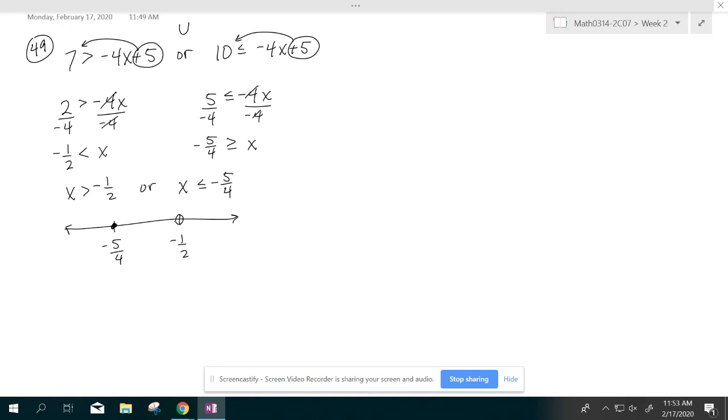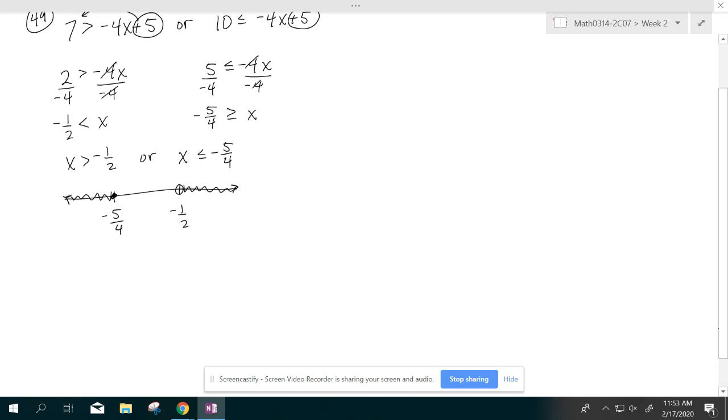So far, so good? Which direction am I going to shade from -5/4? To the left. So -5/4 shades to the left, but -1/2 shades to the right. And does everybody see that these 2 shadings do not overlap? There's no intersection. If they don't overlap, there's no intersection. There is a union though, okay?